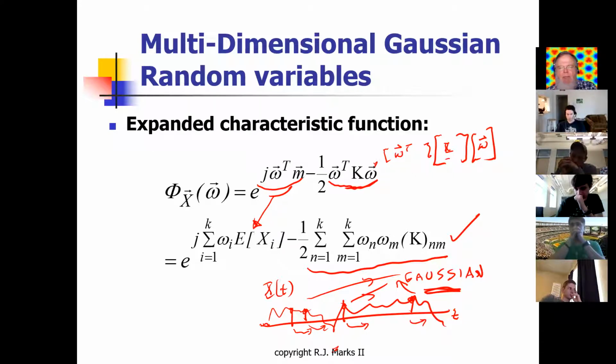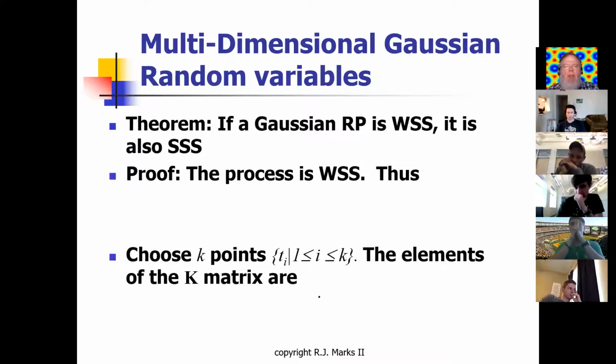So let's see what damage we can do here. Here is the theorem which we propose. And this is pretty cool. If a Gaussian random process is wide sense stationary, then it is also stationary in the strict sense. Again, the backward arrow from strict sense stationary to wide sense stationary always applies, but in the Gaussian, they are the same. And here is kind of the proof, if you will.